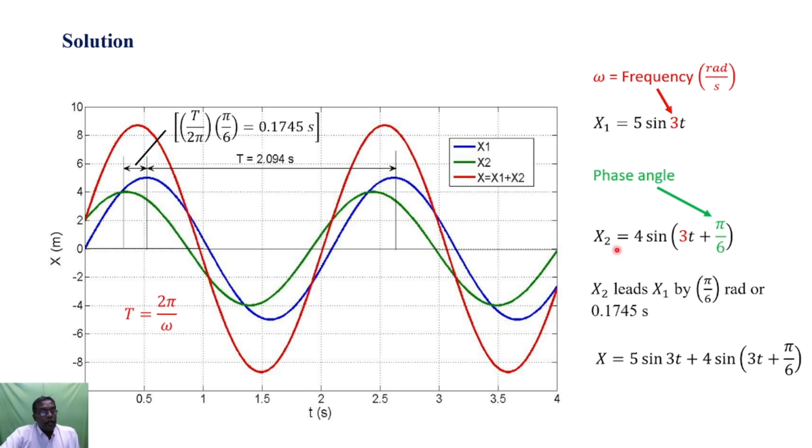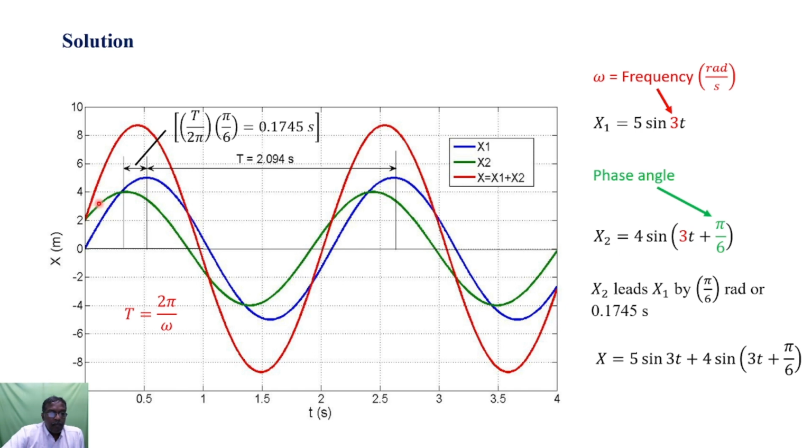Alright, now if you see the two curves, the first difference is that the x1 curve has higher amplitude. The maximum displacement of function 1 is 5 meter, whereas the maximum displacement of function 2 is 4 meter. The amplitude 4 is the amplitude of displacement. Second difference is that the blue one advances the green one. The x1 function advances the green one. Sorry, lags the green one.